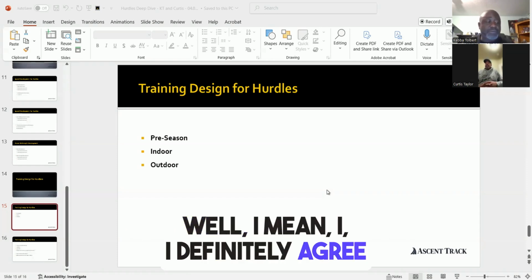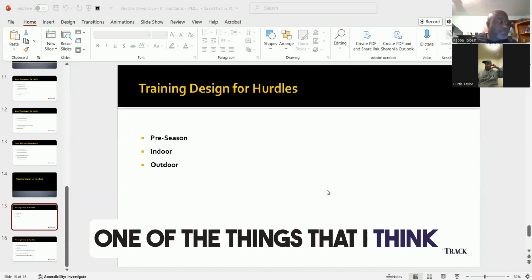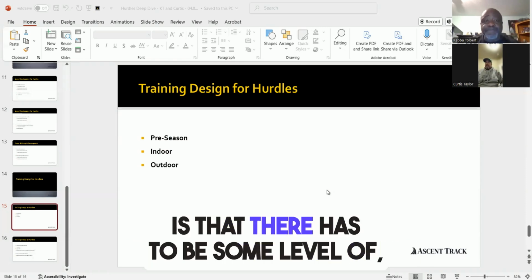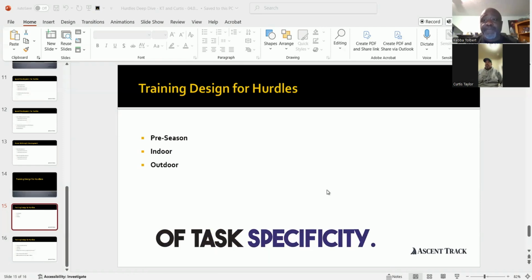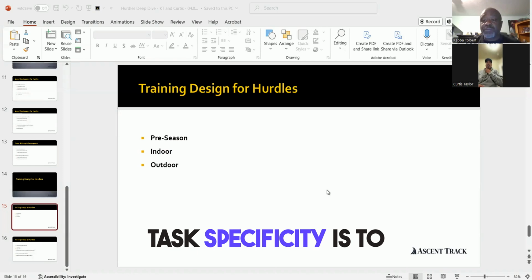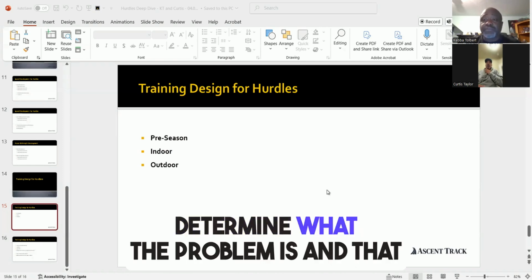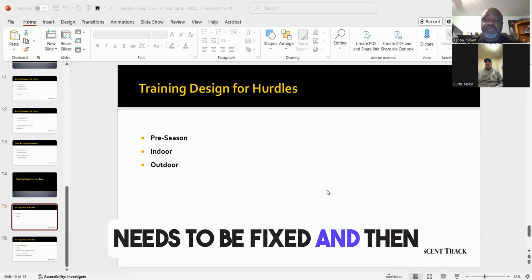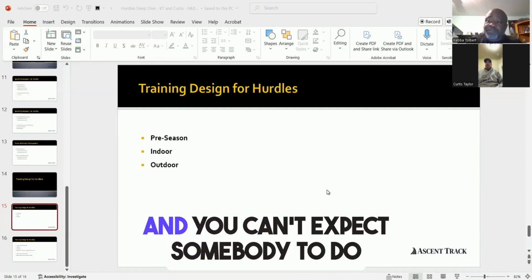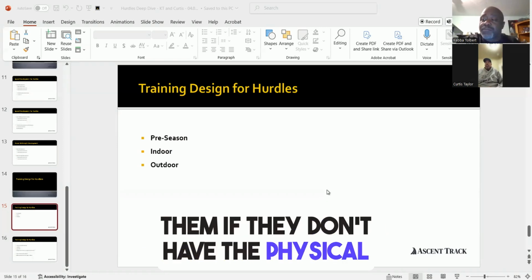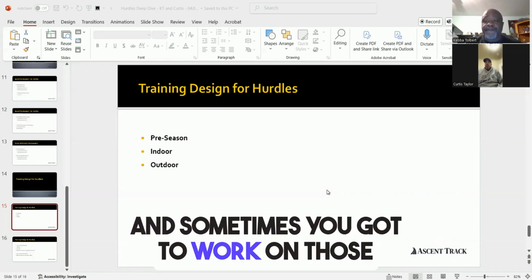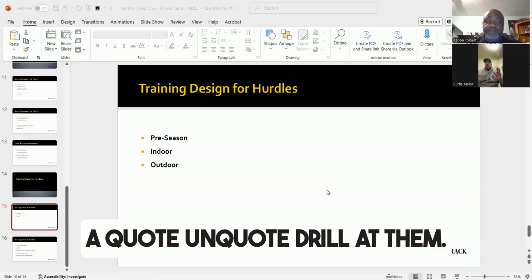Well, I definitely agree with what you're saying. One of the things that I think could go on an entire other topic is that there has to be some level of task specificity, and I've talked about that a million and one times. But one of the things about task specificity is to determine what the problem is that needs to be fixed and then figure out a way to fix it. It's not like, hey, I'm just throwing drills at this person, and you can't expect somebody to do them if they don't have the physical capability of getting it done, if they don't have the strength and the power and the coordination. And sometimes you've got to work on those things first before you start throwing a quote unquote drill at them.